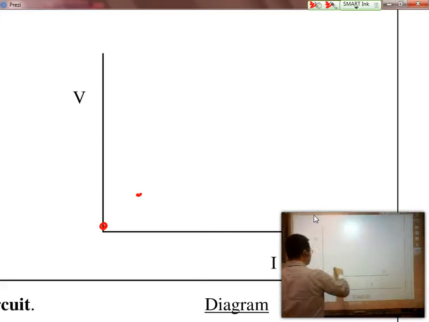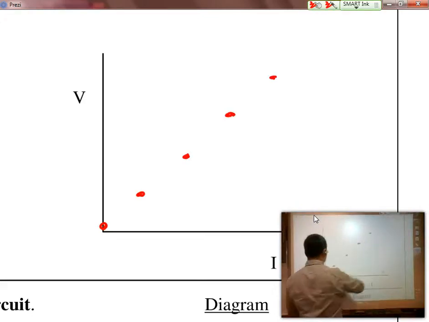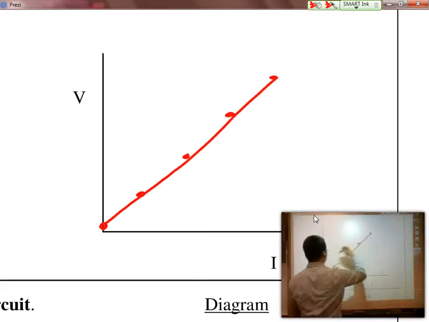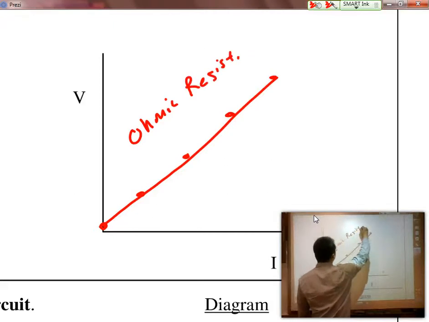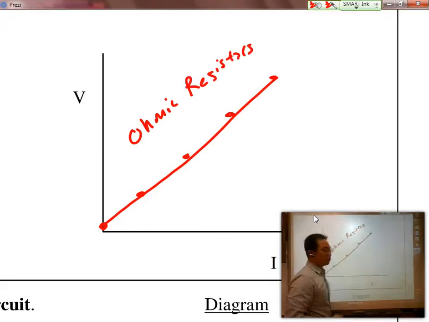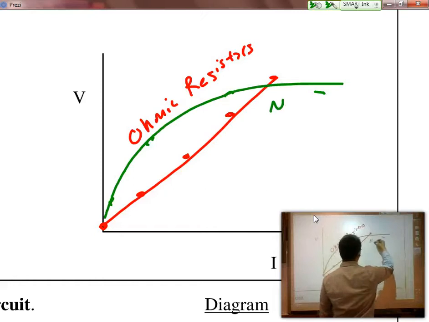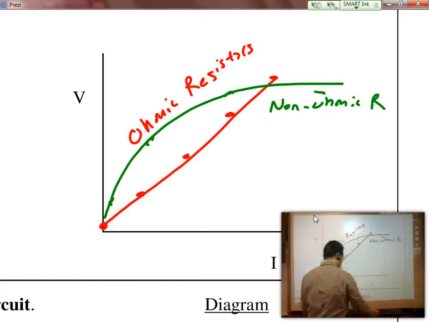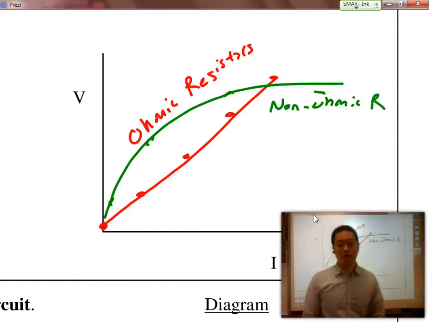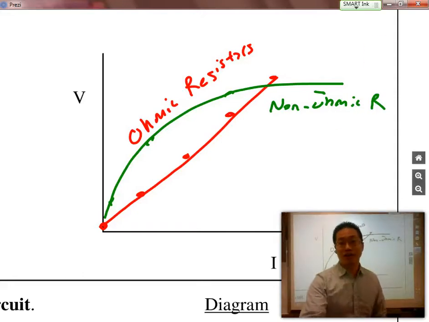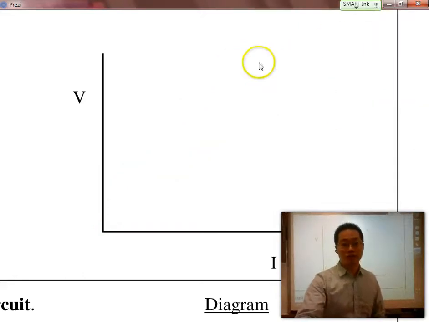Now, materials that follow that exact direct relationship we call ohmic resistors. However, materials that don't follow that trend, meaning that sometimes they curve, we call non-ohmic resistors. In this course, we're only going to be dealing with ohmic resistors, but be aware that not everything does follow the same course.